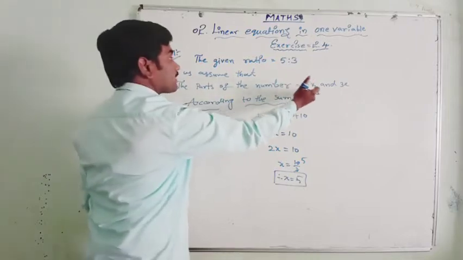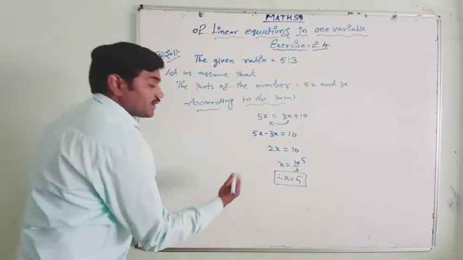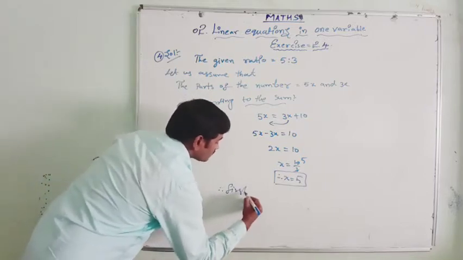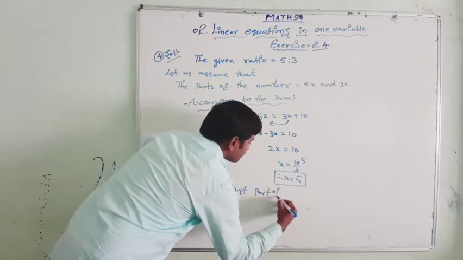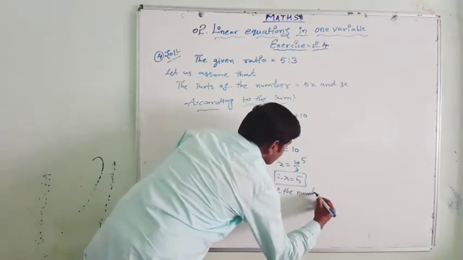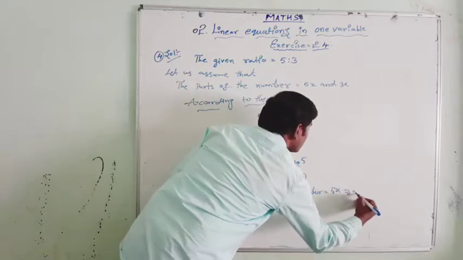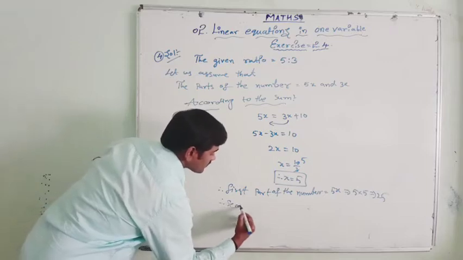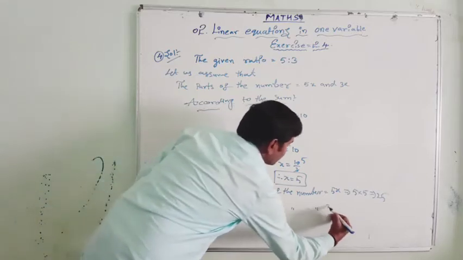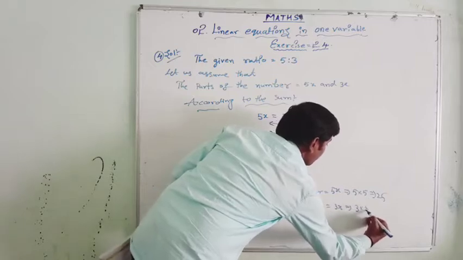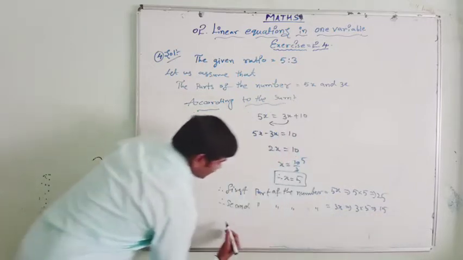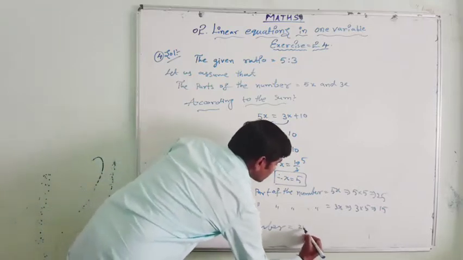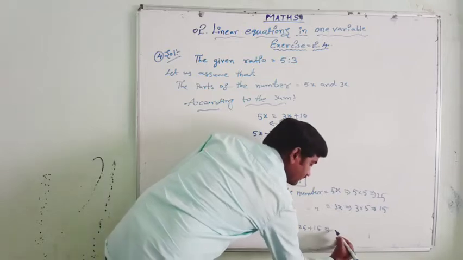Then what is the 5x here then? What is the number of 5? Therefore, first part of the number, that is 5x, that in the sense 5 into 5, that equal to 25. Then second part of the number, that is 3x, that in the sense 3 into 5, that equal to 15. Therefore the number is, then what is the number? Number equal to 25 plus 15, that equal to 40.